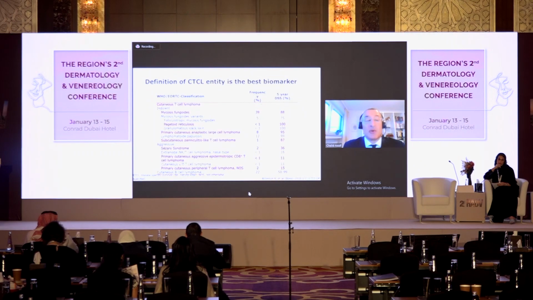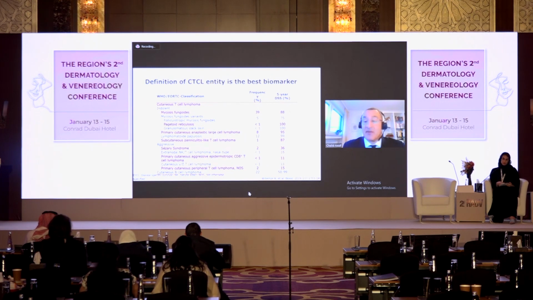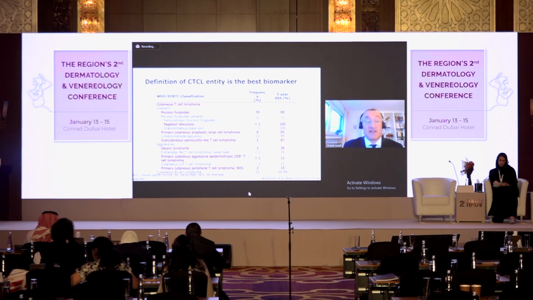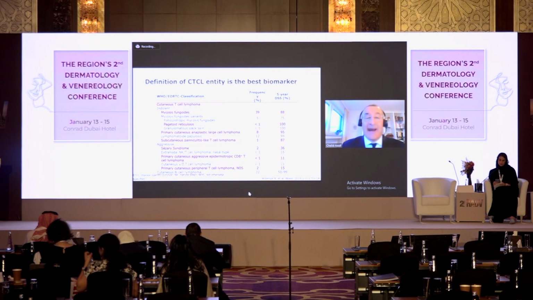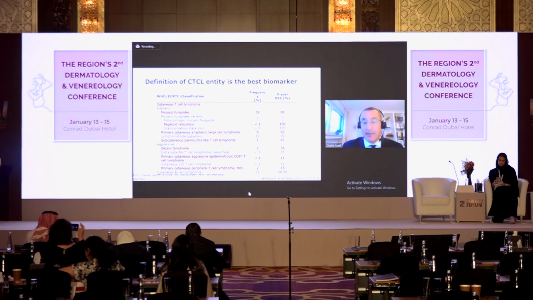Just briefly, I want to show you in this table, if you have mycosis fungoides, especially in the early stage, the prognosis is very good, with a 5-year disease-specific survival of 88%. As an example, if you have anaplastic large cell lymphoma, as I have shown you before, a patient with huge nodules, it is however a very benign clinical behavior, and you see the 5-year disease-specific survival is about 95%. On the other side, we have cutaneous lymphomas which have very aggressive behavior, like Sézary syndrome or extranodal disease. So definition of the cutaneous T-cell lymphoma entity itself is most important and is the best biomarker.